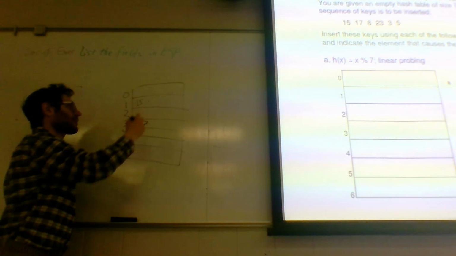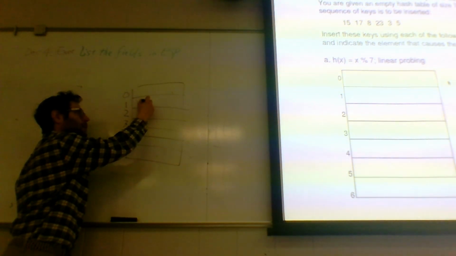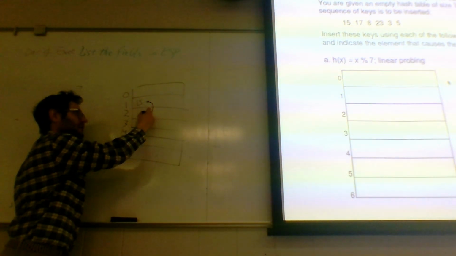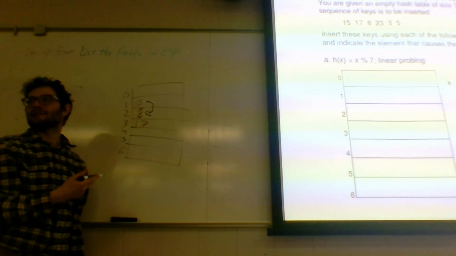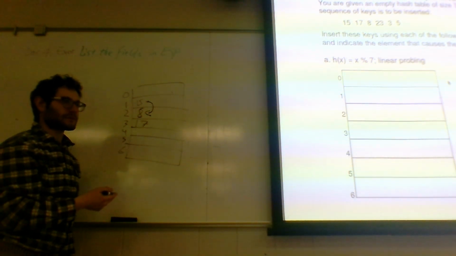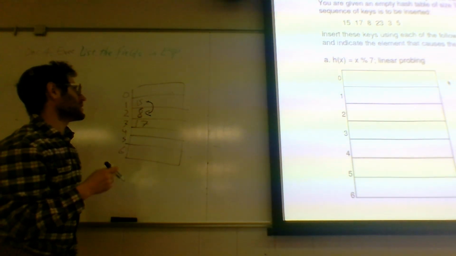Yep. Step over one space and look for the next available space. So the next available space is 2, so we'll put 8 in index 2. Right? So now we need to insert 23.